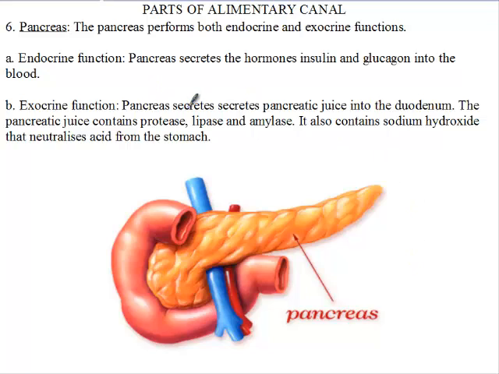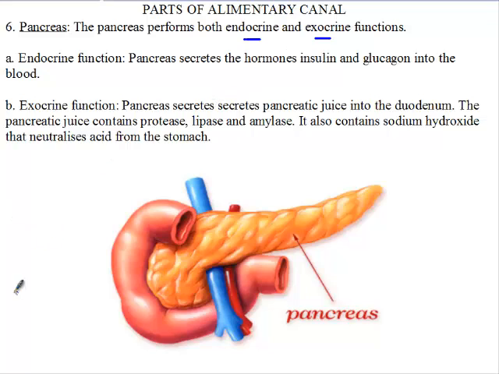Another accessory organ we can talk about is the pancreas. Now, the pancreas performs both endocrine and exocrine functions. What is endocrine function? What is an exocrine function?